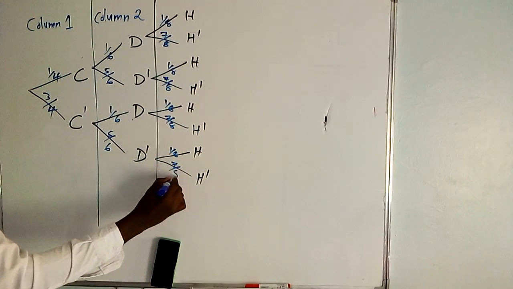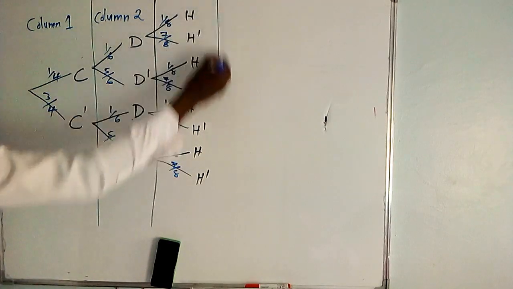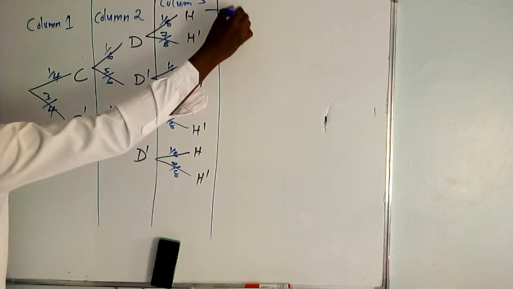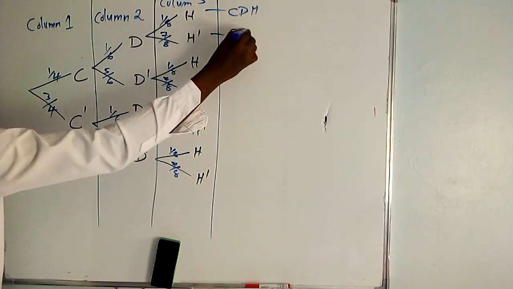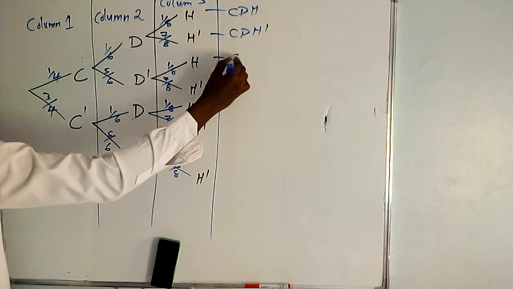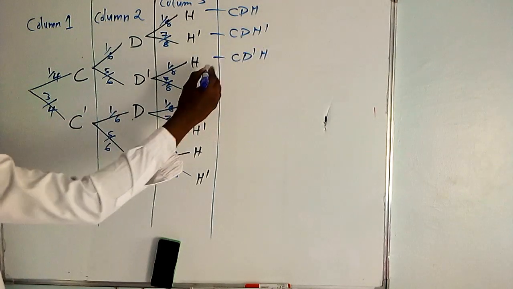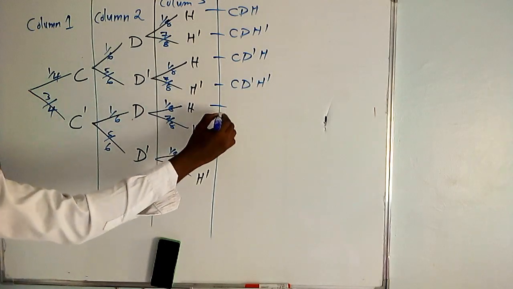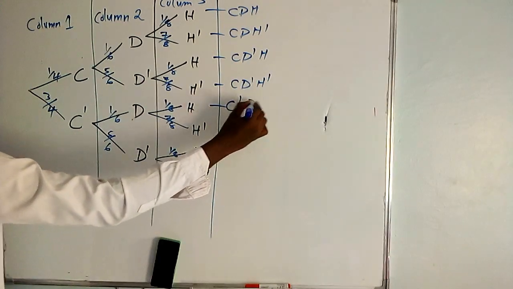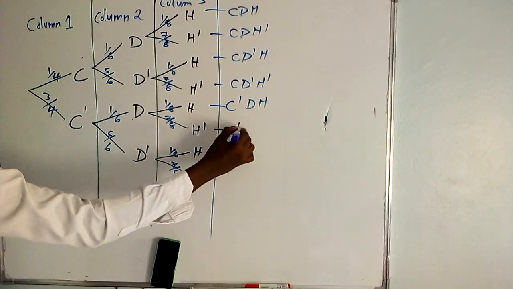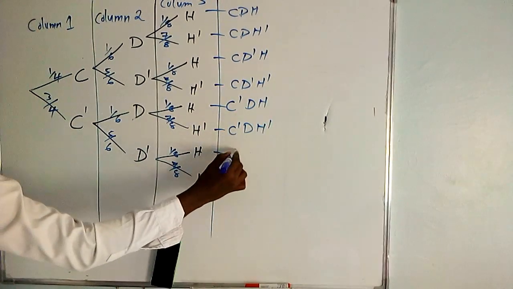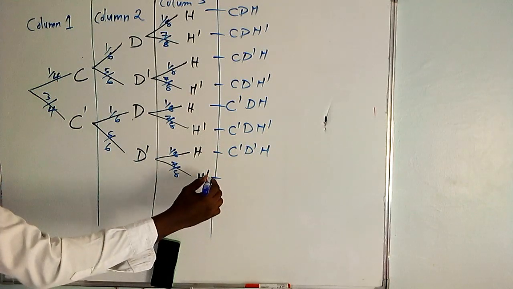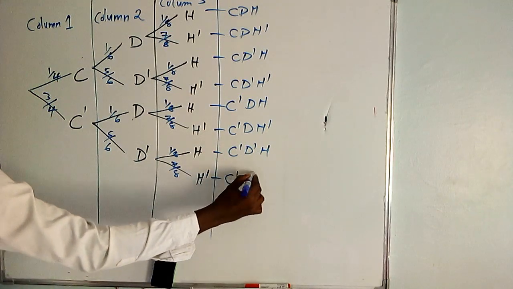Then fill each and every route. So the first route we have CDH, isn't it? The next route is CDH prime. The next route is CD prime H. Then the next route CD prime H prime. The next route C prime DH. The next route C prime DH prime. The next route C prime D prime H. The next route C prime D prime H prime.